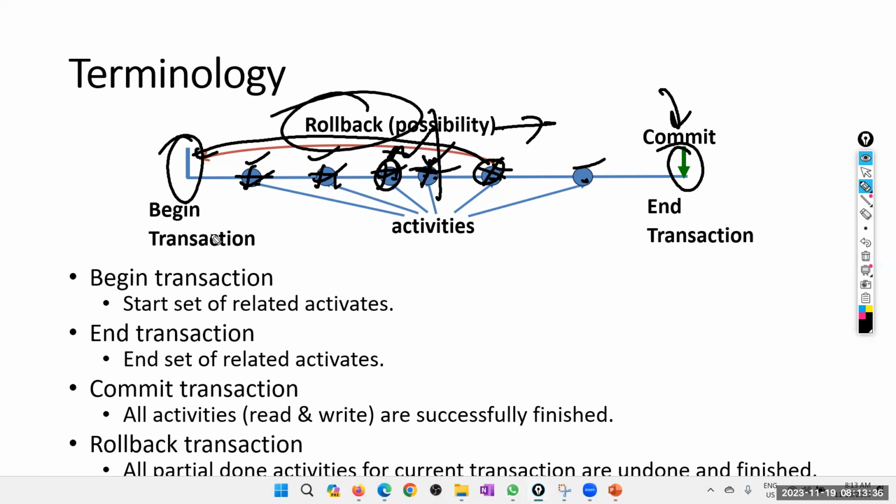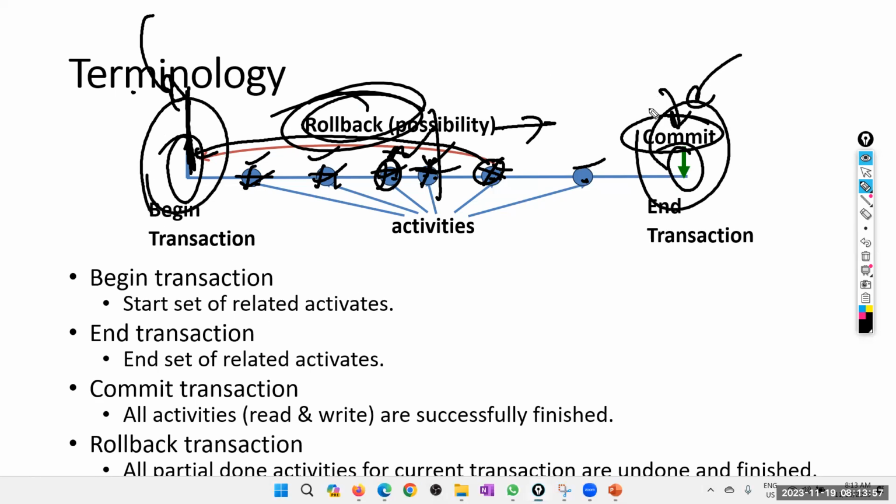So there are two possibilities. Commit, that is everything is a success. Rollback, that means the partially done things are undone. So it gets back into the initial state again. Either it gets into the committed state or it gets back to the initial state. Okay. So you begin a transaction, end the transaction. A transaction can end with the result of commit or with the result of rollback.